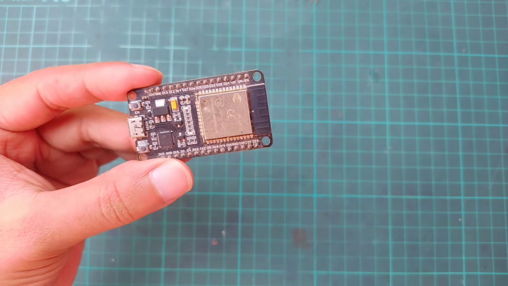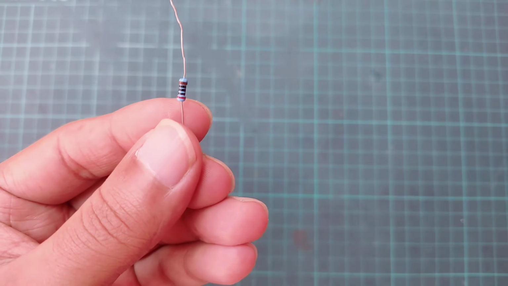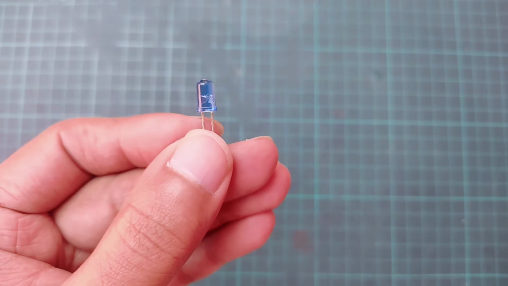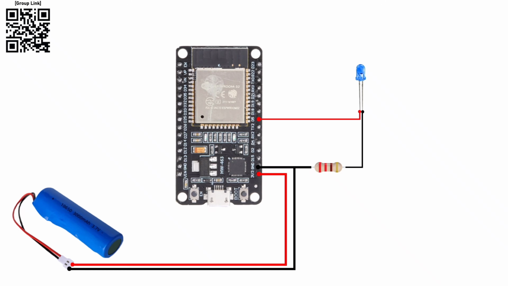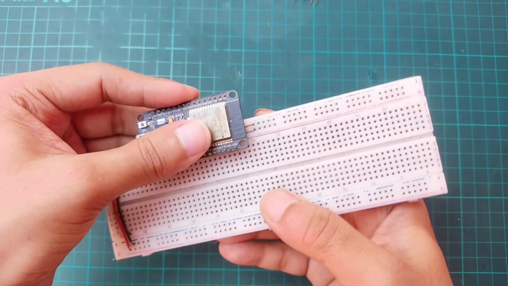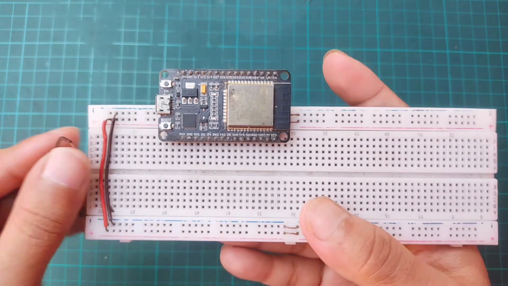We need an ESP32, a 220 ohm resistor, a 5mm LED, and a breadboard. Here is the circuit diagram. Now connecting components according to the circuit diagram.